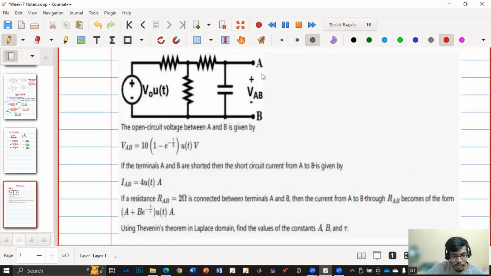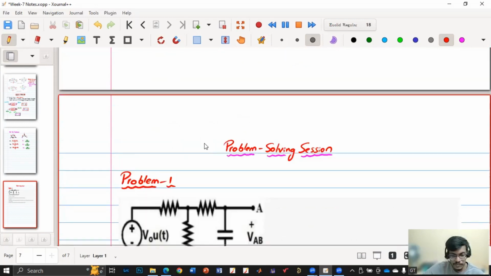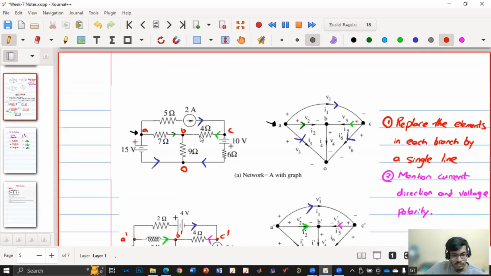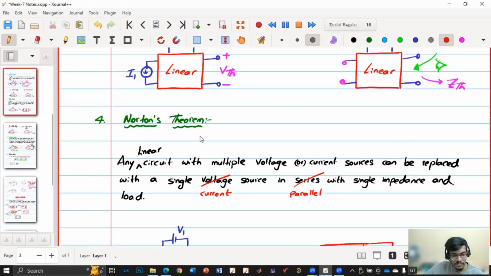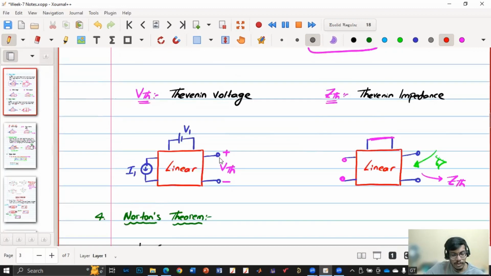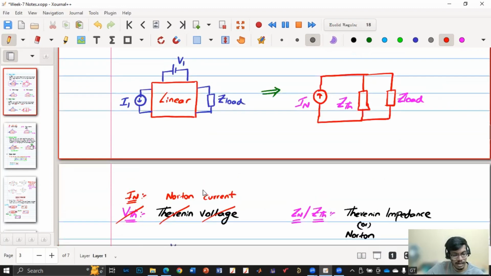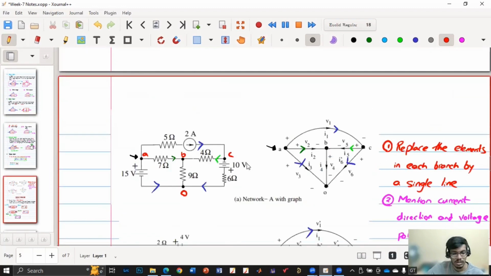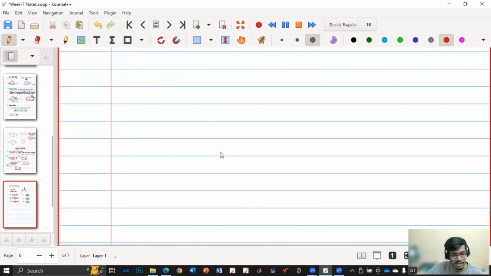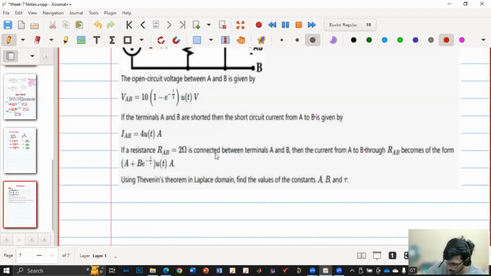Okay, so in the first part, they are saying they have open circuited this and they have given the voltage. In the second part, they are saying they have short circuited this and they have given the current. So if we correlate with the knowledge we have gained today, if we are open circuiting and finding the voltage, it's a Thevenin voltage. If you are short circuiting and getting the current, it's a Norton current. So basically, whatever they have given, it is Thevenin voltage and Norton current.